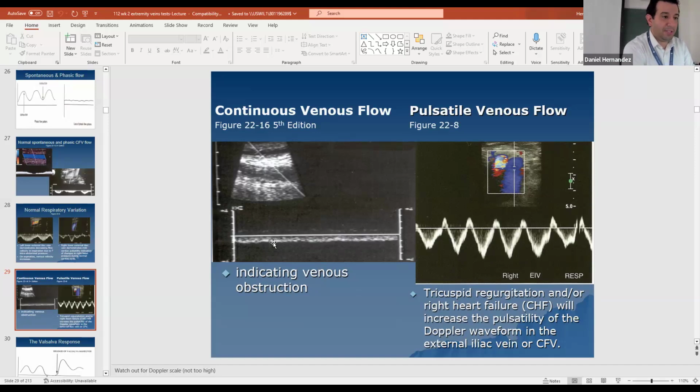And then this is a good example of that, continuous flow. So very flat, no respiratory variations, hugging that baseline, very slow flow. Again, that indicates either venous obstruction, so a clot obstructing the vessel, or external or extrinsic. So that's the other word I like to use. Extrinsic, meaning from the outside, extrinsic compression. Something's compressing that vessel from the outside and causing that continuous flow pattern.